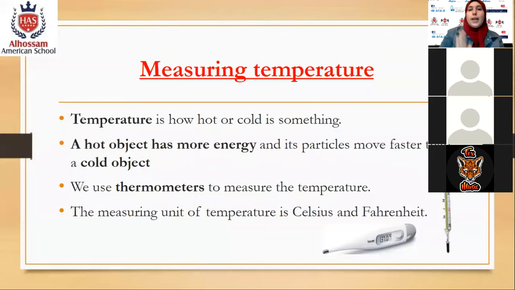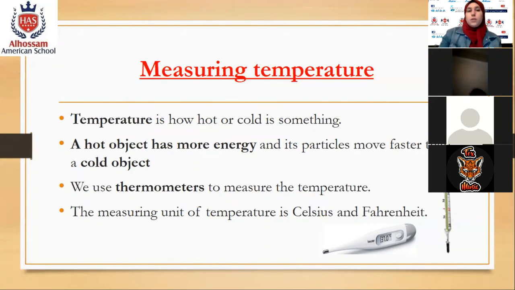Okay, so last part in our lesson for today is measuring temperature. I think many of you know how to measure the temperature of ourselves using the thermometer. If someone, for example, has fever or is sick, you can just use the thermometer and put it under the tongue and see what is the number it reaches, right?